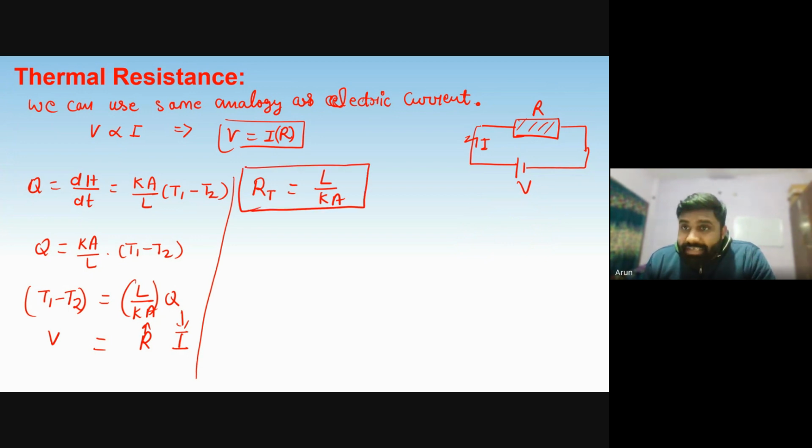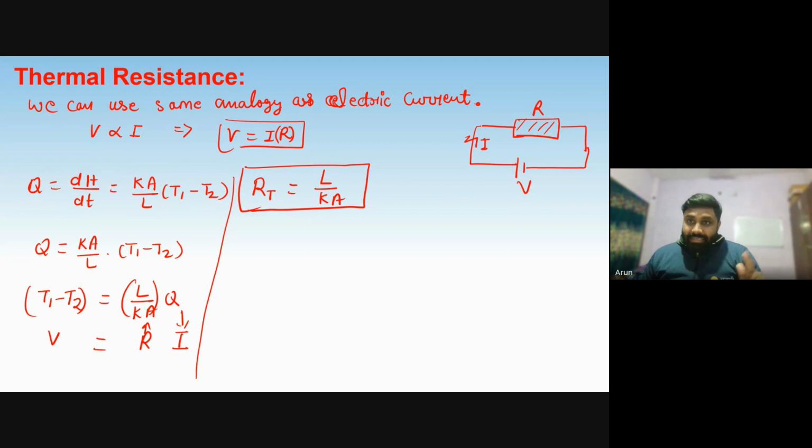And you can easily guess, if you increase the length of the rod which is connecting two substances, from higher temperature to lower one, two bodies or two systems, the rate of heat transfer will decrease, which means it increases the resistance. If you increase the value of cross-sectional area, in the same way, the rate of heat transfer will get rapid, so that the resistance will go down.